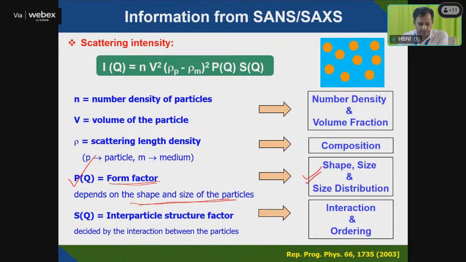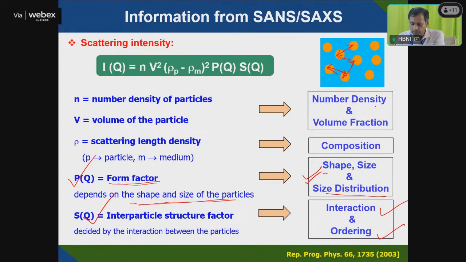The information you will get from PQ is shape, size, and size distribution. And SQ is the interparticle interaction. Like these are the particles, so how this particle interacts with this, how this particle interacts with this. Then it averages out the whole thing, and that interparticle interaction you will get as SQ. So that will give interaction and ordering of the sample, and the shape and size you mostly get from the form factor.